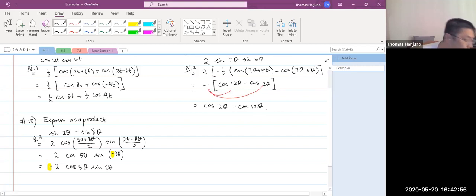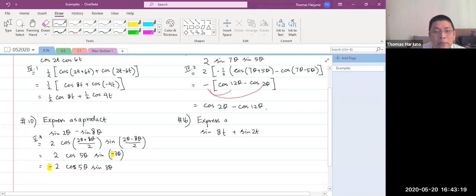Let me give you 2 minutes. Try number 16. Express as product still: sine 8t plus sine 2t. Okay, you try it, please. Take a look in your book. What's the formula for sine plus sine?